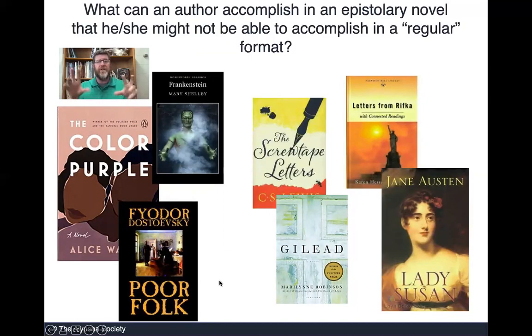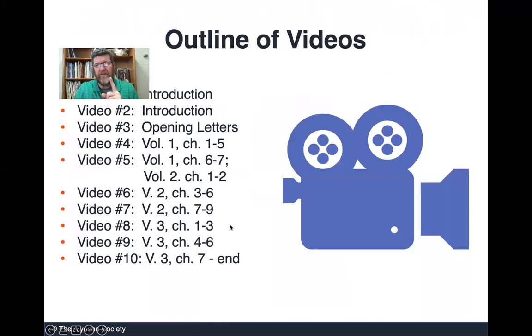So what I want you to do is be thinking as you go through this story, how is it that the author uses the epistolary format to accomplish something that she might not have been able to accomplish in just a regular, once upon a time format? Okay, how does the epistolary aspect of it enhance what the author is doing?